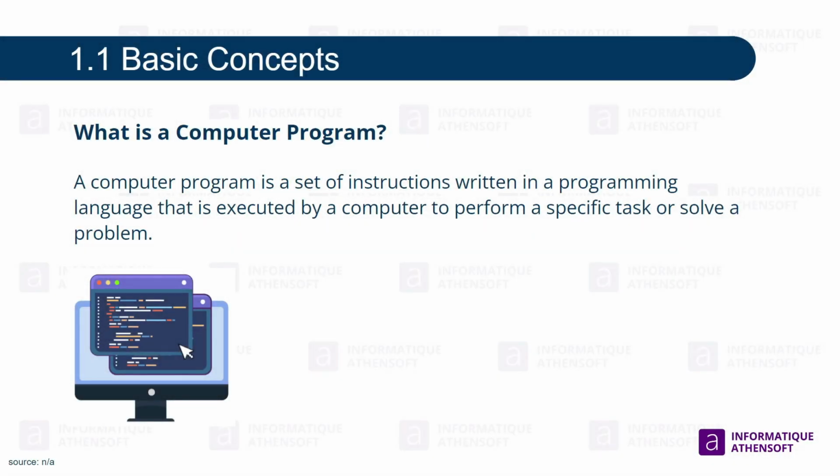What is a computer program? A computer program is a set of instructions written in a programming language that is executed by a computer to perform a specific task or solve a problem.